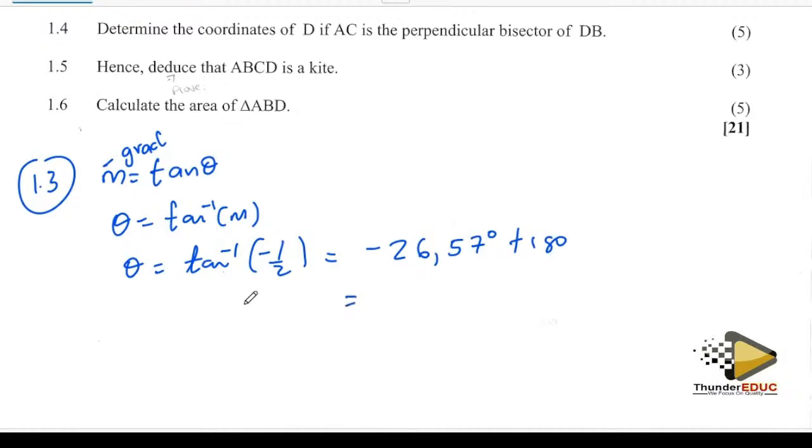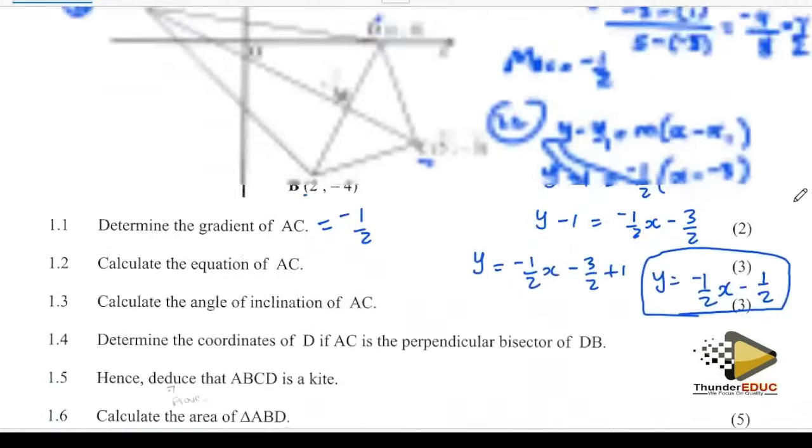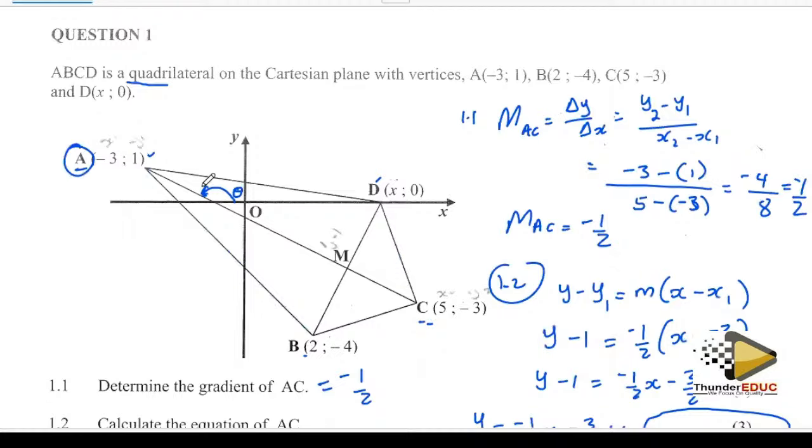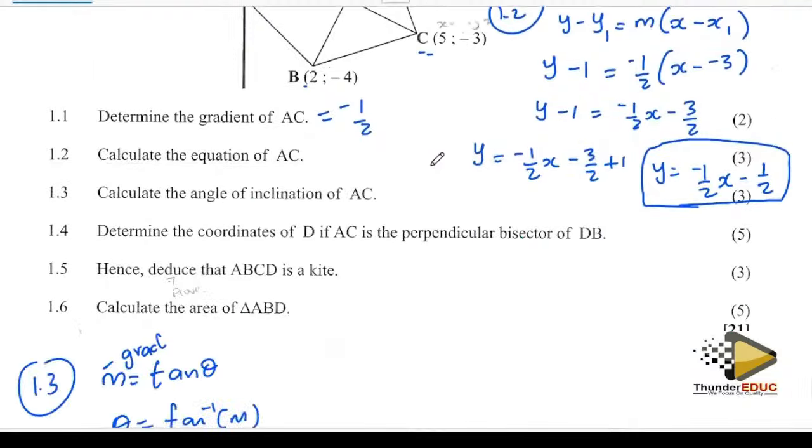So if I have -26.57, I'm adding 180 degrees. I'm ending up with 153.43 degrees. Okay, so which means this angle here is 153.43 degrees. So that is our angle of inclination.